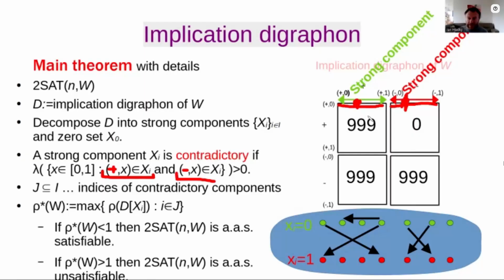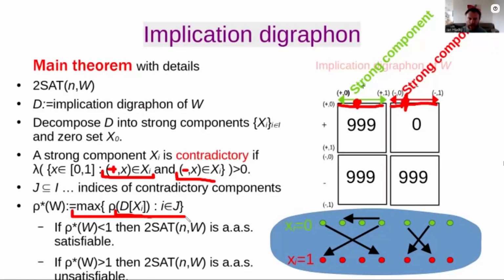Okay. In particular, on this example, there is not a single contradictory component because we have two components and one of them is confined to the plus part and the other is confined to the minus part. Okay, so we mark those contradictory components. They are the only potential source of contradictory cycles. And then we look at the digraphons induced by these contradictory components. For each of them, we compute the spectral radius and we take the maximum of those. Okay, and that's this parameter rho star of W.